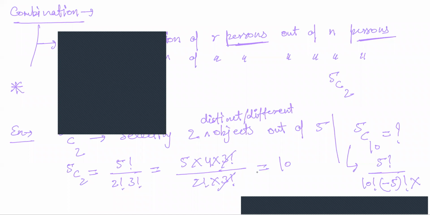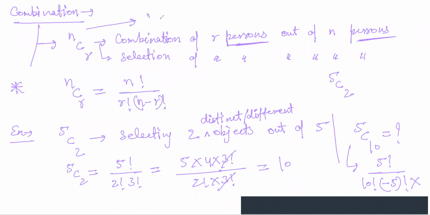Hence, there are some conditions here. N comma R should belong to whole numbers. N and R both should be whole numbers only, and R is less than or equal to N. I mean, you can select fewer persons out of more persons, not more persons out of fewer persons. This is not possible. This is what combination looks like.